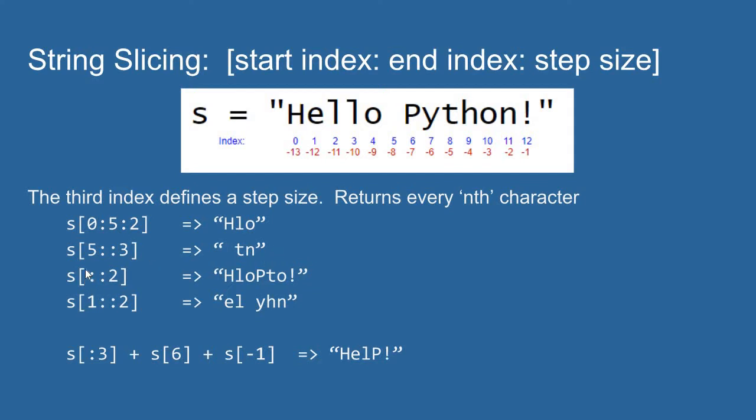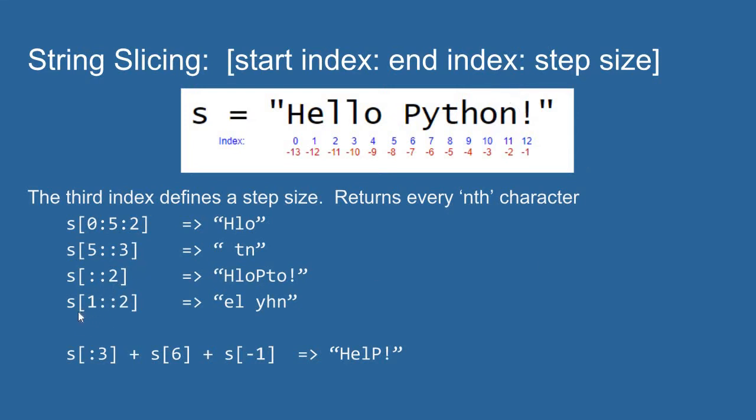Our next example, I'm leaving the first index blank and the second index blank. That means I'm starting from the beginning of the string and moving to the end of the string, taking every other character, every second character. So here I would return H, L, O, capital P, T, O, exclamation.